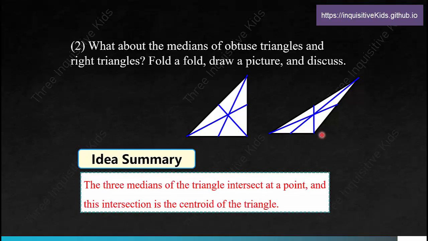Idea summary. The 3 medians of a triangle intersect at one point, and this intersection is called the centroid of the triangle. So what I want you to do is quickly write down the definition of what is a median. What is a centroid? And draw any other notes and write down any other notes that you think might be helpful for you to memorize this concept after this lesson. All done? Great, let's move on.